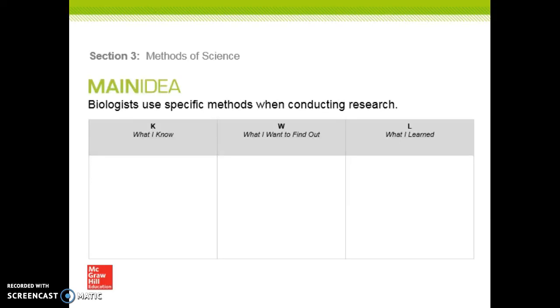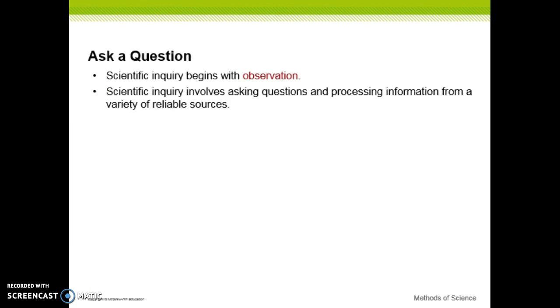Welcome back. We are on section 3 of chapter 1, and the title of this section is Methods of Science. And the main idea, please write it down: biologists use specific methods when conducting research. So, science. Ask a question.